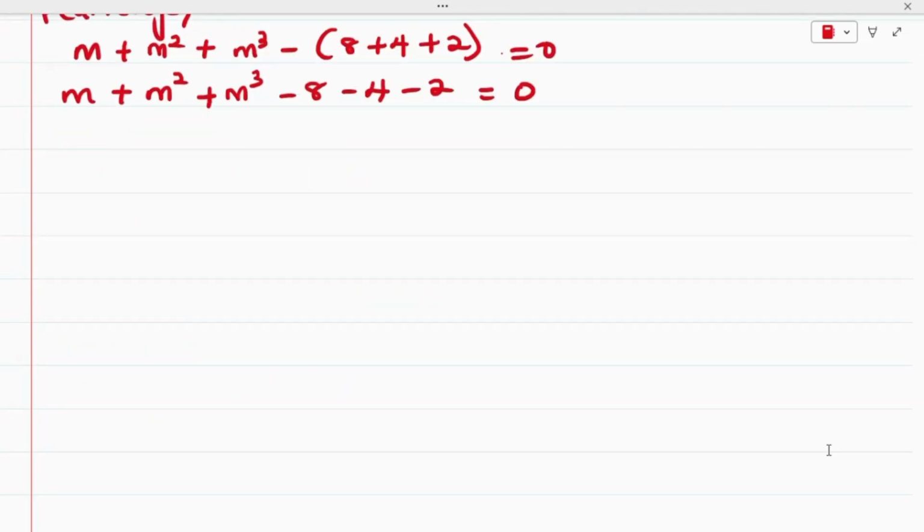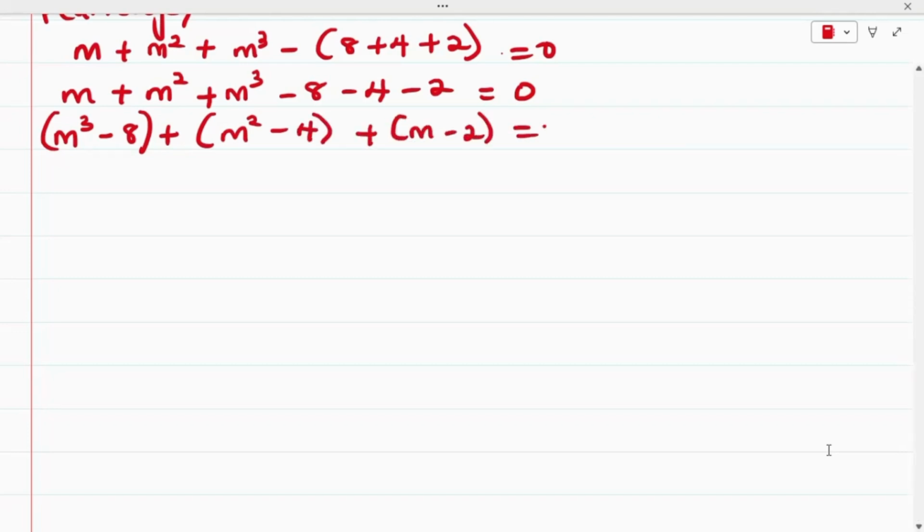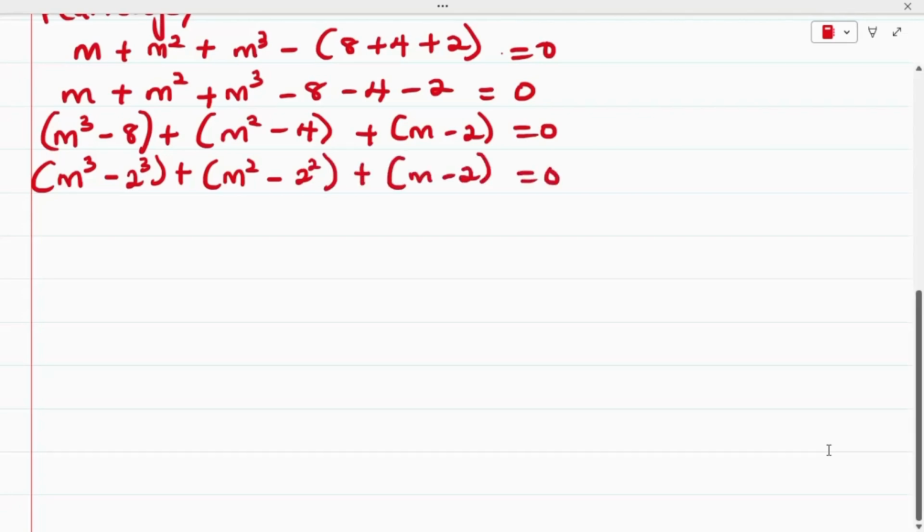Now I want to simply rearrange. So we have m raised to the power of 3 minus 8 plus m squared minus 4 plus m minus 2, and this is equal to 0. So we have m cubed minus 8 can be expressed in terms of 2 as 2 raised to the power of 3, plus m squared minus 4 can be expressed in terms of 2 as 2 raised to the power of 2, plus m minus 2, and this is equal to 0.